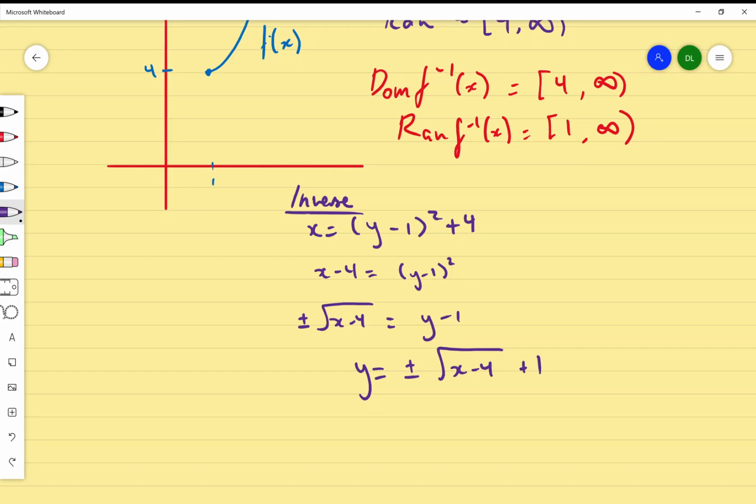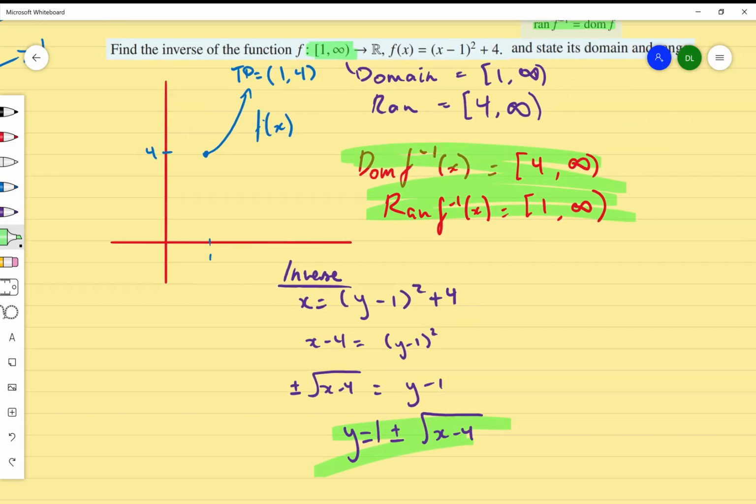Now this will be revision for some of you, but you can write it as that, or you can write it as positive 1 plus or minus square root of x minus 4. And that's it. So we've stated our inverse function, and we've stated our domain and range. Hopefully that helps. Best of luck with exercise 5G.